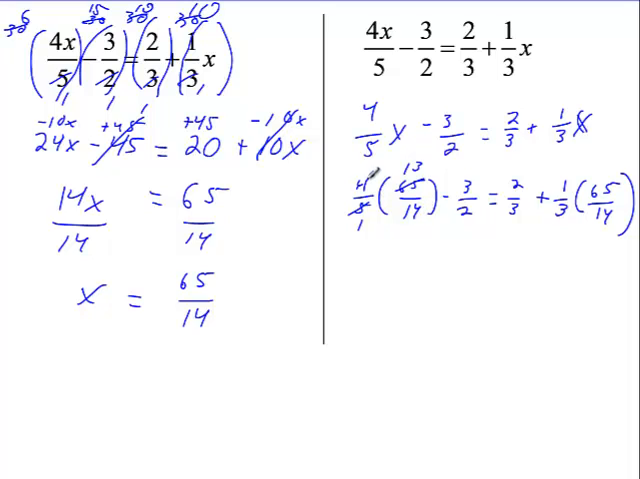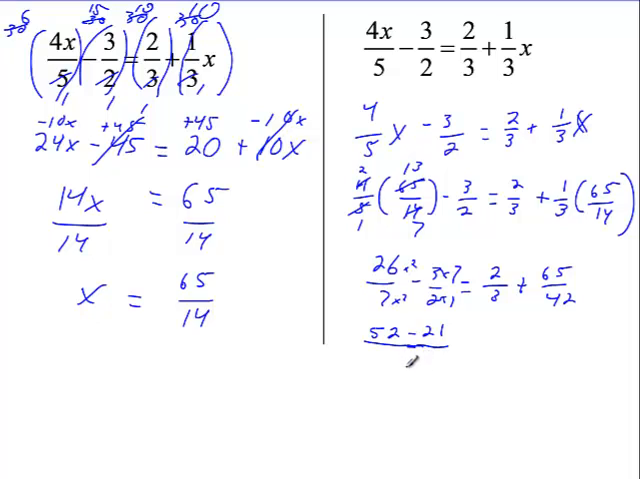4 and 14 can reduce to become 2 and 7. So I'm left with 2 times 13 is 26 over 7 minus 3 over 2 is equal to 2 over 3 plus 65 over 42. Now we can find our common denominator. My denominator will be 14 on my left side, so we'll multiply this by 2 over 2 and by 7 over 7. So we get 26 times 2 is 52. 3 times 7 is 21.